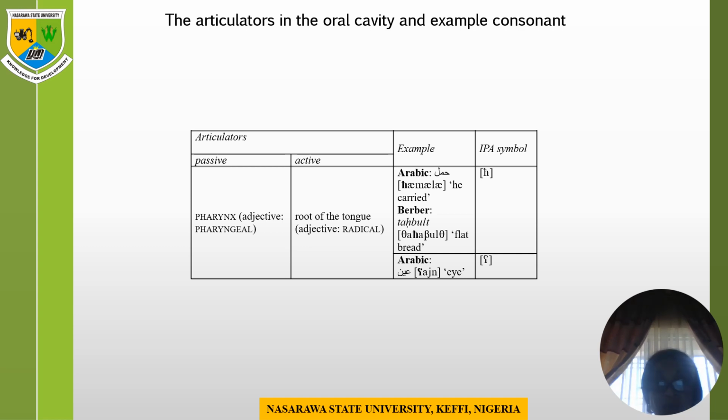Here again, we have passive and active articulators. The passive articulator here is the pharynx. The adjective for it is pharyngeal. The active articulator is the root of the tongue. The adjective for it is radical. Examples are from Arabic and Berber.